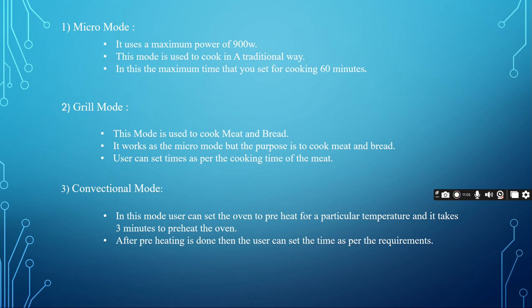And next, coming to grill mode. This mode is used to cook meat and bread. It works like the micro mode, but the purpose is to cook meat and bread. The user can set the time as per the cooking time of the meat.